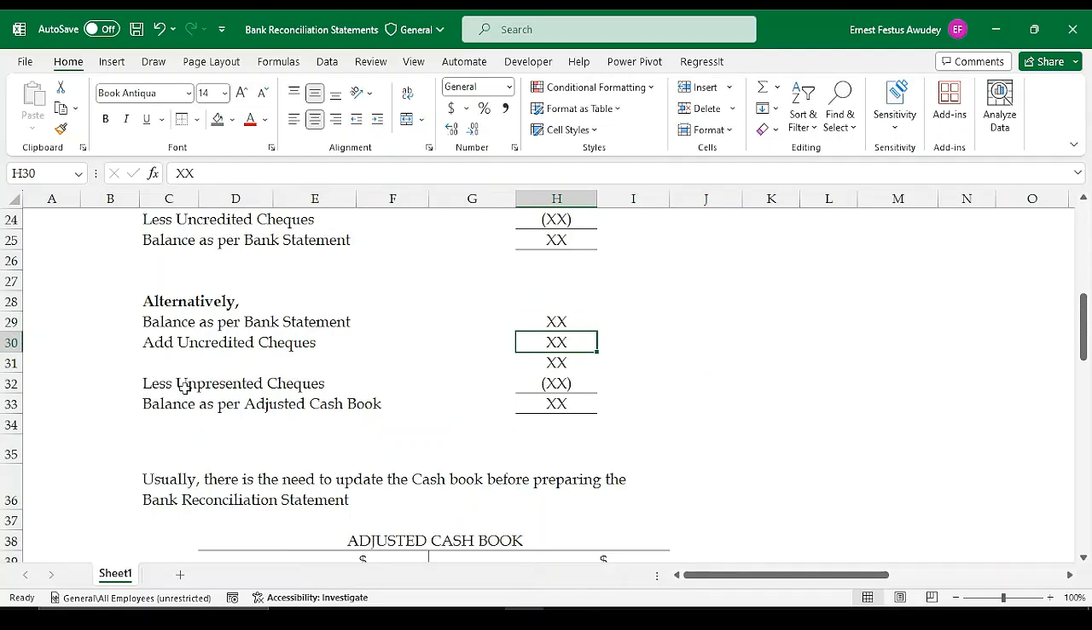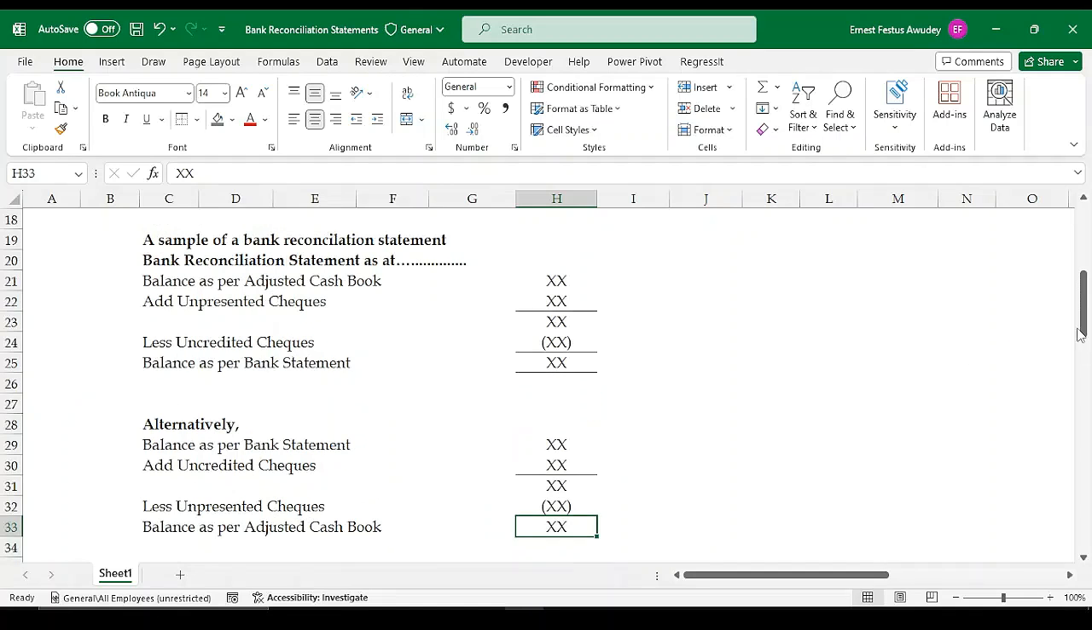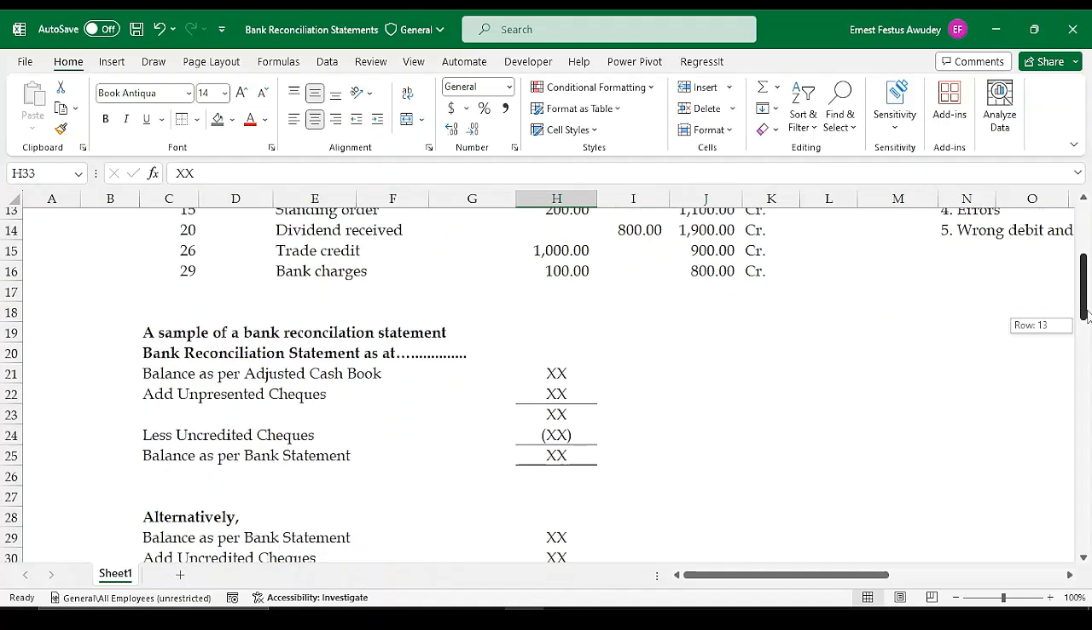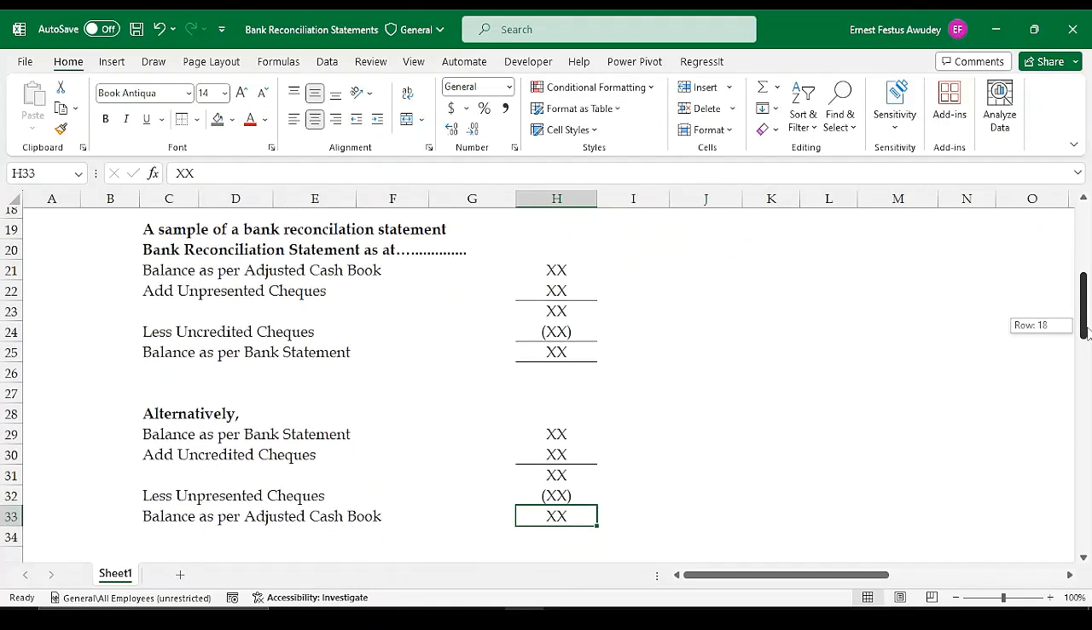And then you are going to less unpresented checks. And that will give you your balance as per the updated cash book. All right. So that is how we present the bank reconciliation statements. Those are the two most common ways of presenting it.